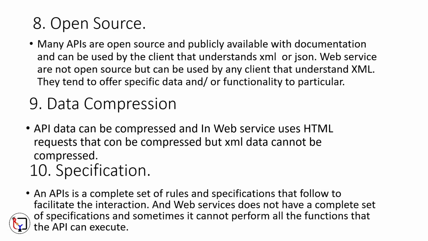Data comparison: API data can be compressed, and in a web service the HTTP request can be compressed, but XML data cannot be compressed. The tenth point is specification. An API is a complete set of rules and specifications that facilitate the interaction, and a web service does not have a complete set of specifications, and sometimes it cannot perform all the functions that the API can execute.